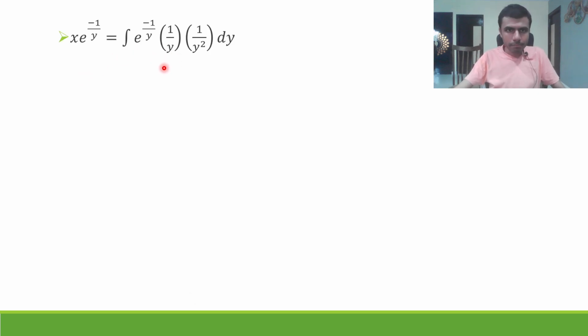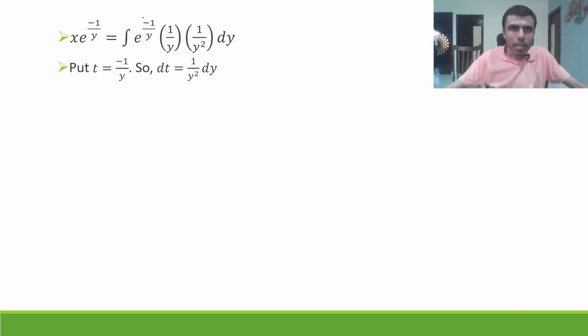So this is what I have. Put t as minus 1 by y. So dt will be 1 by y square dy. What will happen is, this minus 1 by y is going to become t, and this entire thing 1 by y square dy is going to become dt. Now what about this guy 1 by y? See, t is minus 1 by y, right? So 1 by y will be minus t.